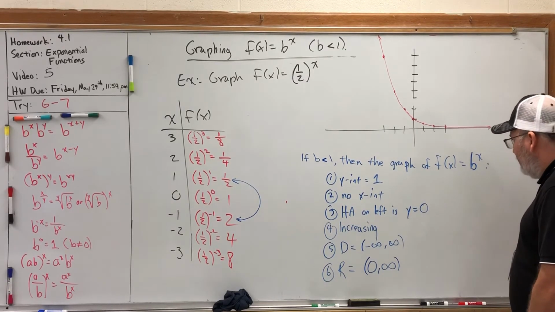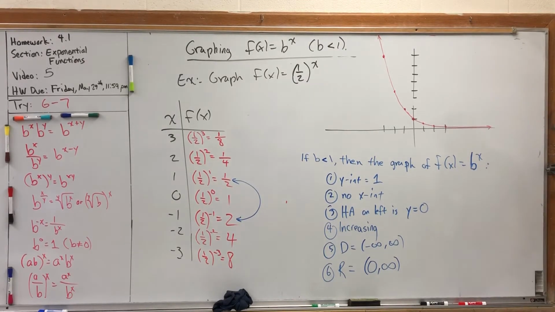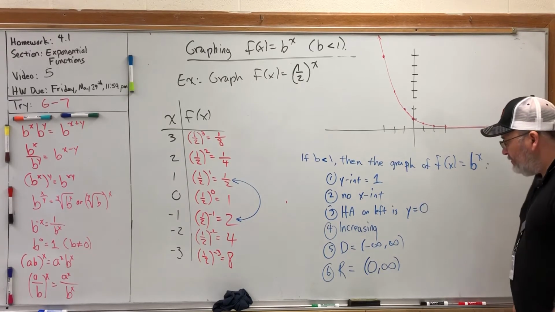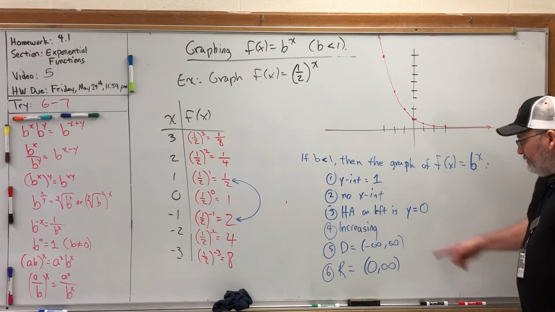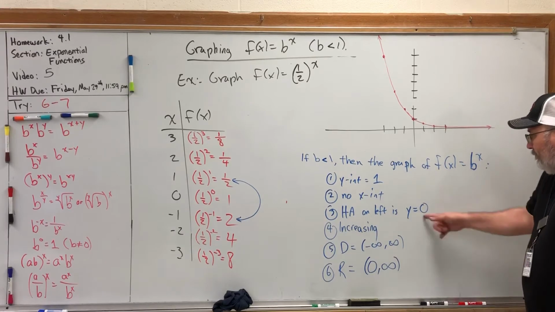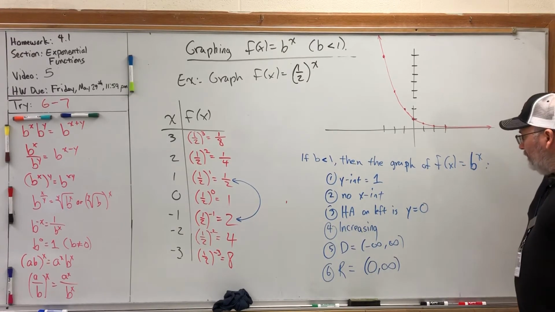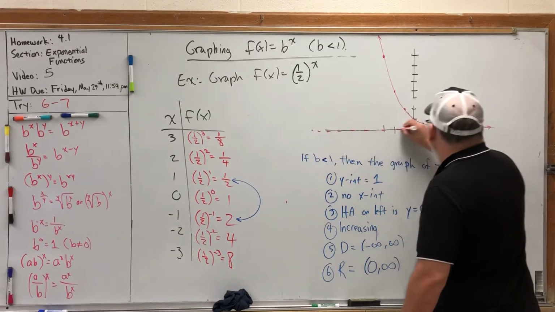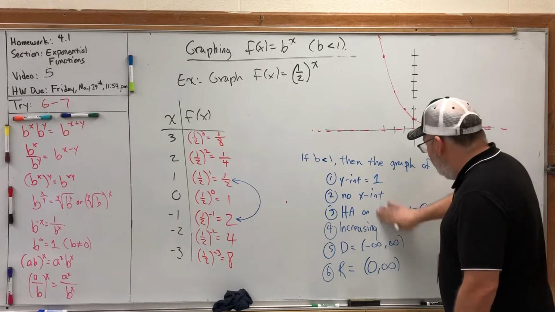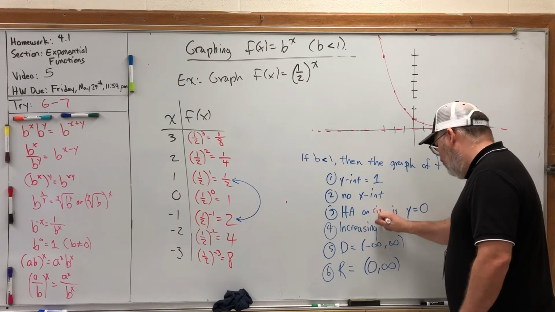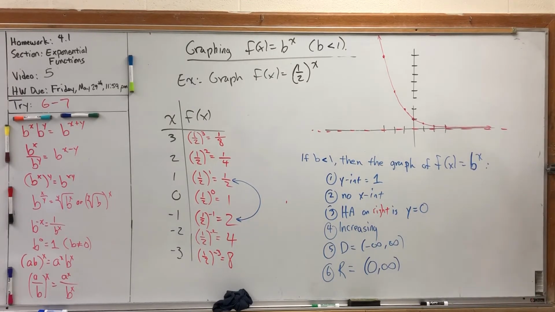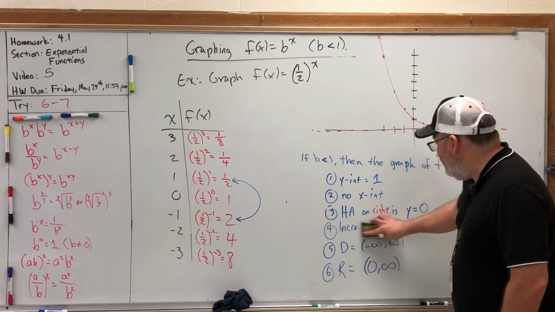So which of these characteristics are preserved and which ones have changed? Is the y-intercept still 1? Are there still no x-intercepts? Yes. Is there a horizontal asymptote on the left of y equals 0? Well, not on the left, but it's still y equals 0, so there is still a horizontal asymptote here, but it's on the right. Is it still increasing? No, it's not. From left to right, it's decreasing.